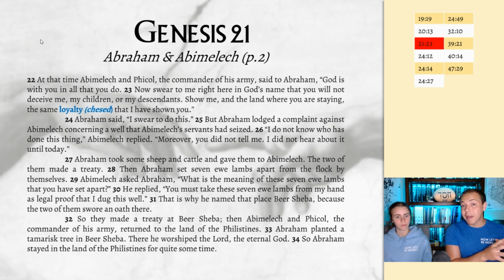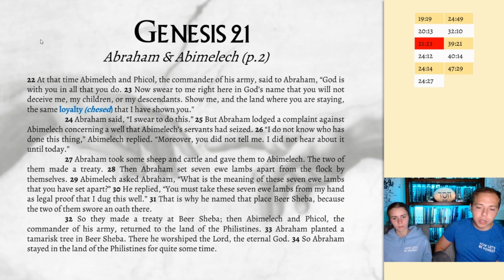And now Abraham, despite vowing Hesed to Abimelech, complains against him for something Abimelech didn't even know was happening. But we move on. Abraham took some sheep and cattle and gave them to Abimelech. It seems like whenever Abimelech explained himself, Abraham was like, okay, that's fair. And he shows him the Hesed, right? He's like, okay, you know what? Here, take this stuff. The two of them made a treaty.